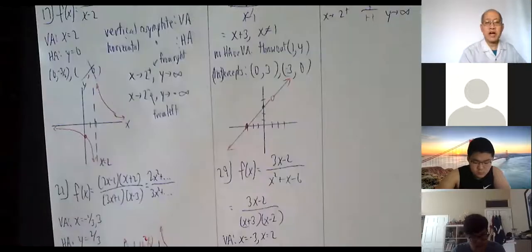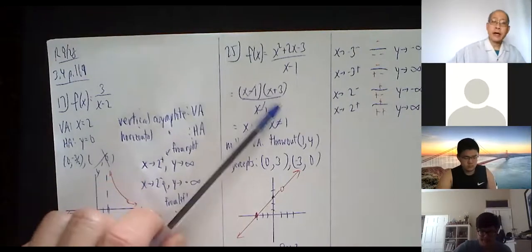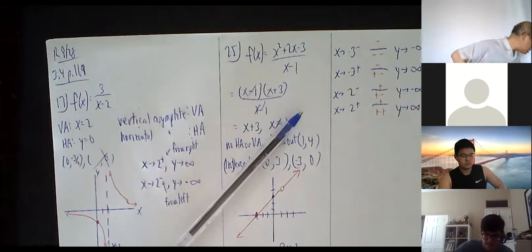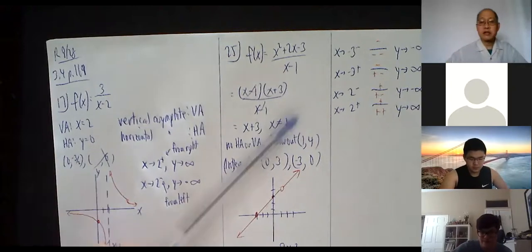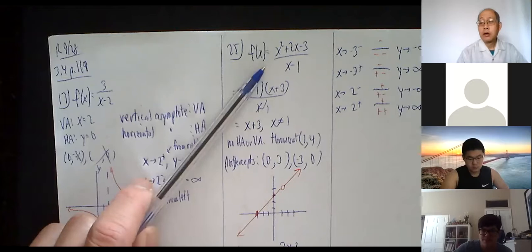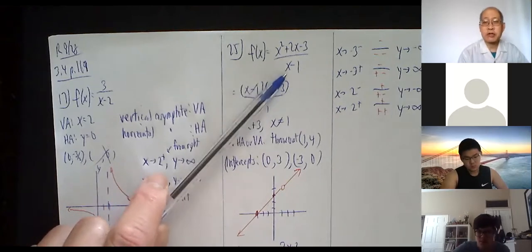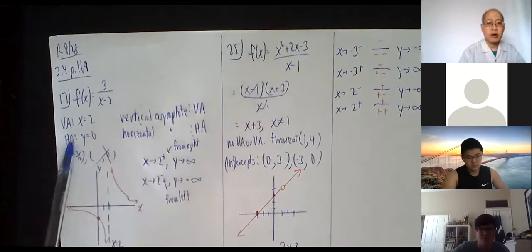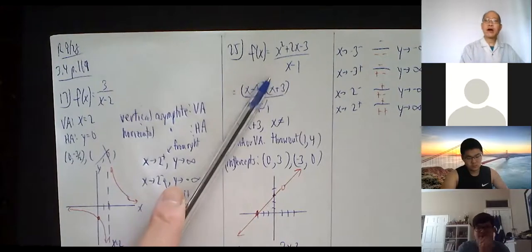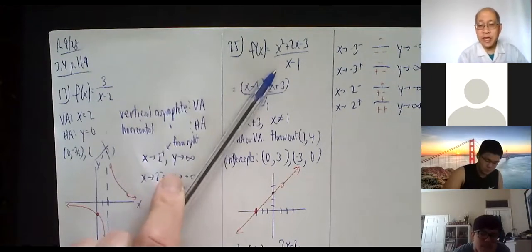Okay, 25 is a little bit more tricky. Okay, so x squared plus 2x minus 3 over x minus 1. Now, at first glance, you might say, oh yeah, x equals 1 is going to be a vertical asymptote, but not quite, because I can cancel out the x minus 1.